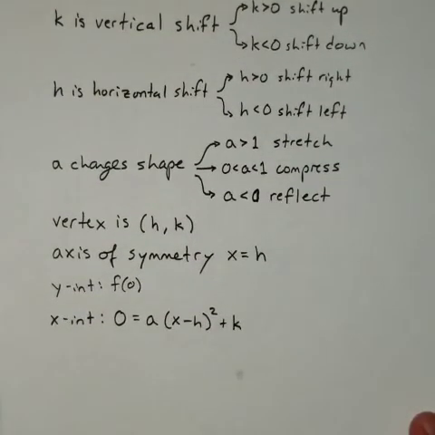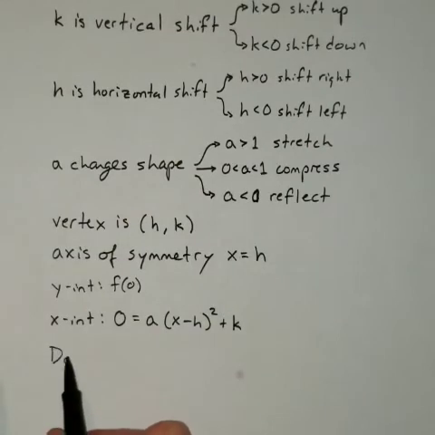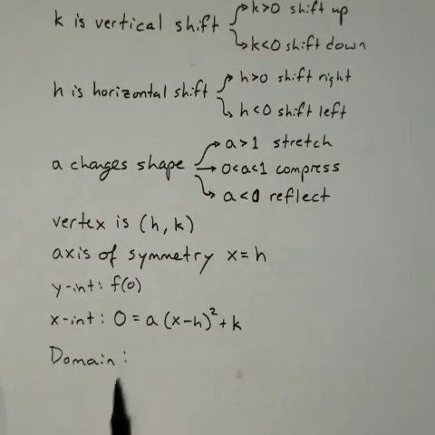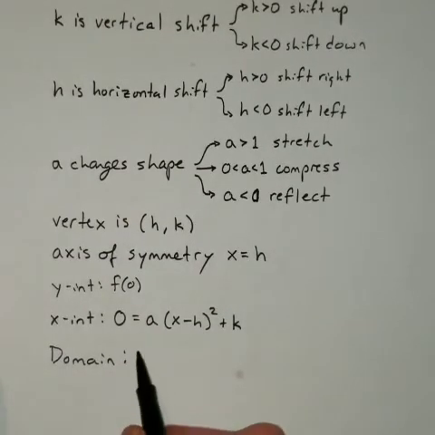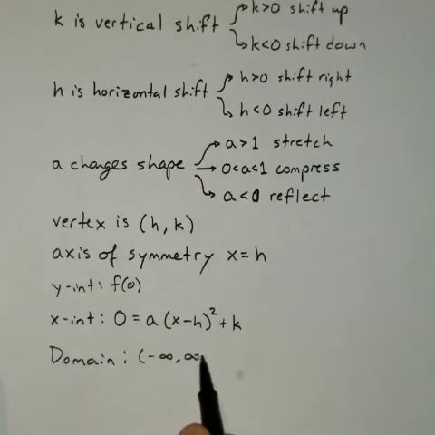And then finally, oh, maybe it's not finally. Let me think here. What else do I need? I guess that's about it. So those are the main things. Oh, the domain and range. I should mention those. Domain. The domain for these is always all real numbers. I talked about that in a previous video.